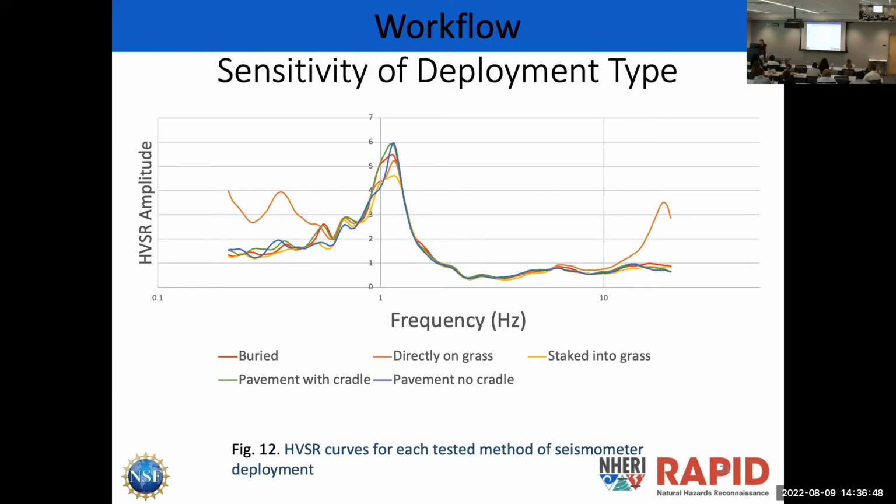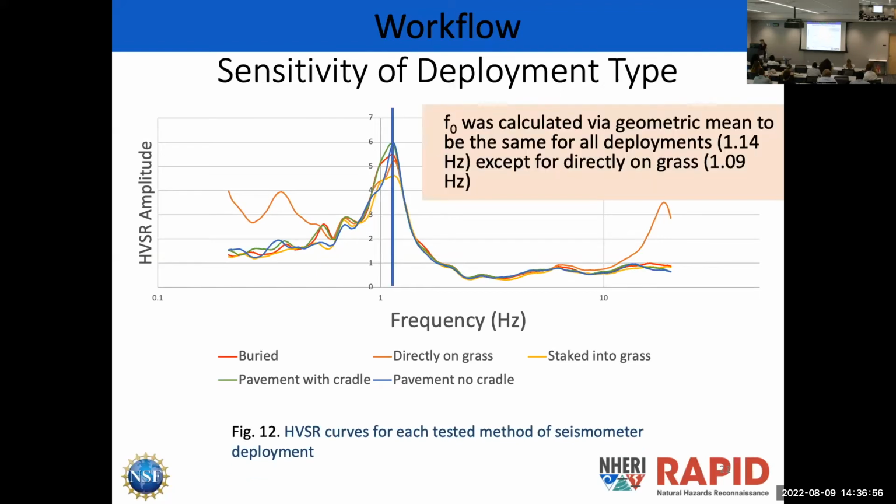First, in terms of workflow, these are the HV curves for the different types of deployment that I did. If you look at the x-axis, they're really aligned. The fundamental frequency is calculated using geometric mean, and we found that it was the same for all deployments, about 1.14 hertz, and it was the same except for the one that was directly on grass, which makes sense because it's what we would expect would be the least accurate, because there's nothing coupling it to the ground.